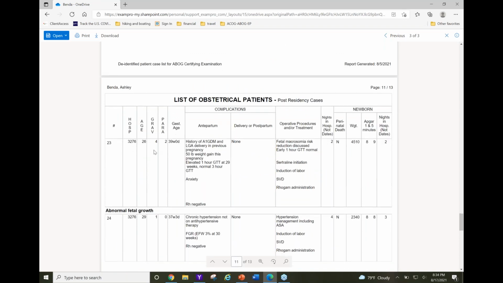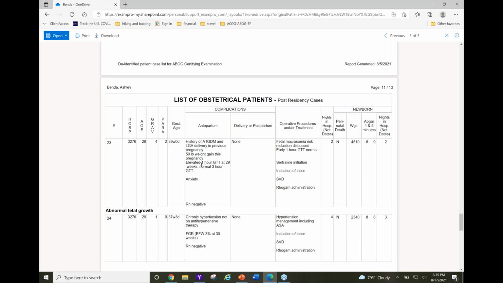I'll tell you what, let's actually talk about this case number 23. Have you talked about this on a webinar yet? No. Okay. So you can see the screen, correct? Yes. Okay, just want to make sure. So my first question in this case, I see that this patient has a history of A1 gestational diabetes and a large for gestational age delivery in a previous pregnancy.